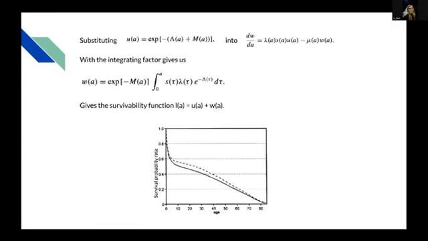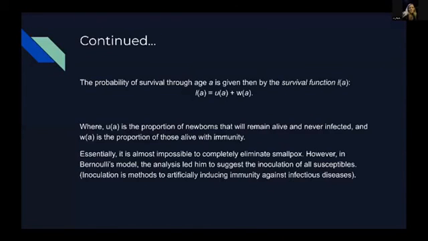So we'll substitute u of A into the derivative dw over dA, and with the integrating factor, we get this equation right here. And here's a little graph showing the survival probability rate. The function is L of A equals U of A plus W of A. So the probability of survival through age A is given by the survival function, L of A equals U of A plus W of A, where U of A is the proportion of newborns that will remain alive and never infected, and W of A is the proportion of those alive with immunity.